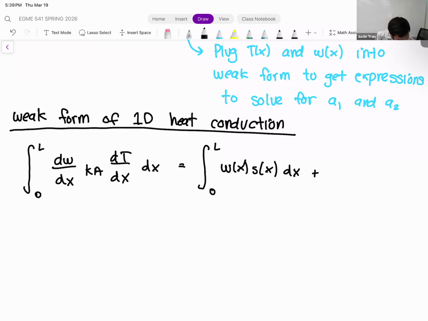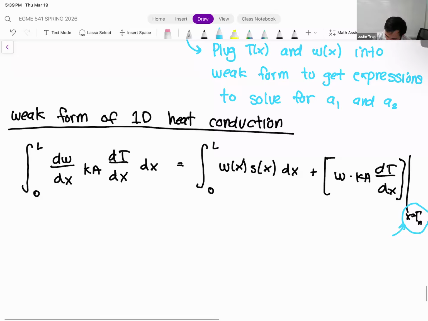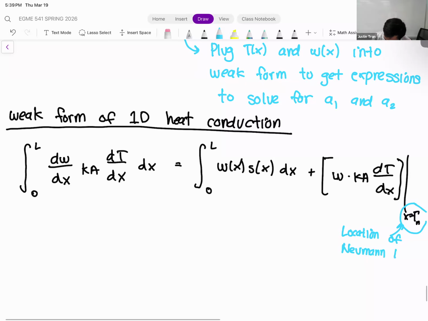plus our Neumann boundary condition terms. So you have w times k times A dT/dx. And we're going to evaluate this at the location of our Neumann boundary condition. For this symbol right here, this gamma n, this is the location of a Neumann boundary condition, which in our case, we do have. Our Neumann boundary condition is at x equal to L. So we're going to evaluate that term in the square brackets at x equal to L. Okay.